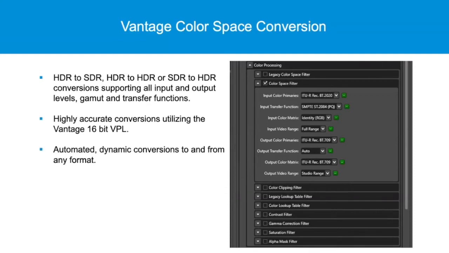Unlike everything in Vantage, these conversions, which are very complex, as you can see, with different input color primaries, different transfer functions, different color matrices, all of these can be automated dynamically and also driven via the Vantage API. So unlike a lot of color management tools, Vantage is easily automated for large-scale processing and conversion.